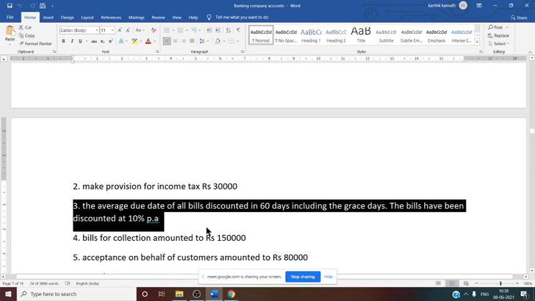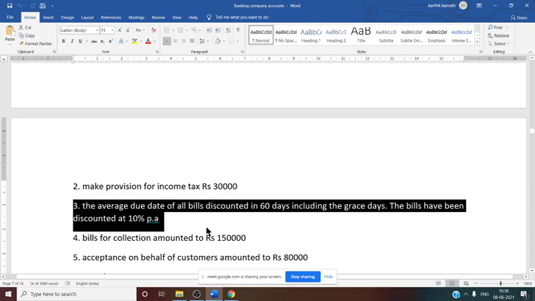Now the next thing we need to discuss is the schedules to profit and loss account. Schedules to profit and loss account, that is the solution part. See this answer. Before that, one small working note you have to do, that is calculation of rebate on bills discounted, that is adjustment number 3.